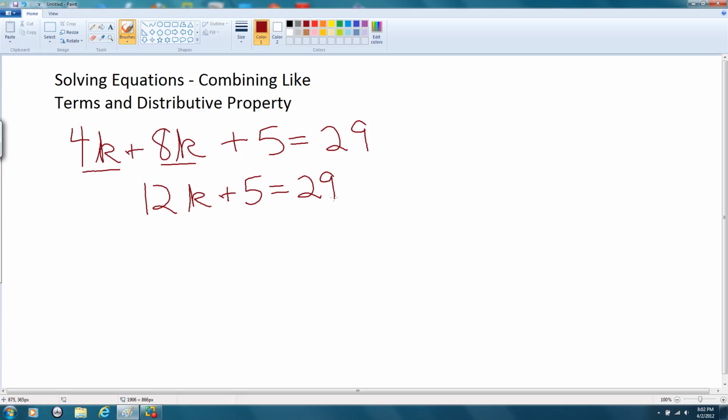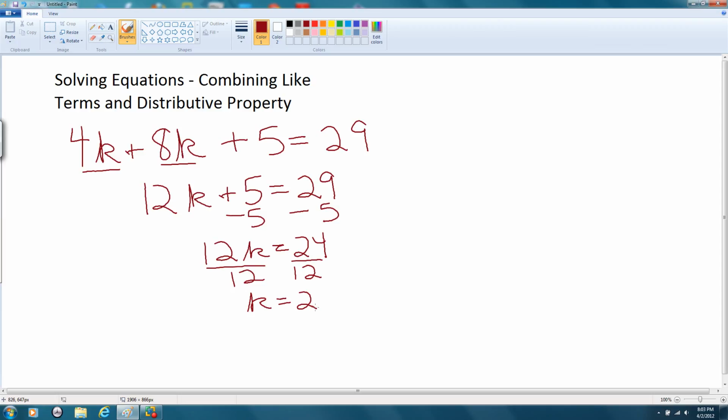So first I start off by combining my like terms, and once I've done that and I have the equation as simplified as I can on each side, then I go ahead and start doing things to one side and then doing it to the other, with my goal of getting k by itself. So I'm going to subtract 5 from both sides, because usually I do the addition or subtraction first. And I get 12k is equal to 24. And then I divide both sides by 12. And I get k is equal to 2.